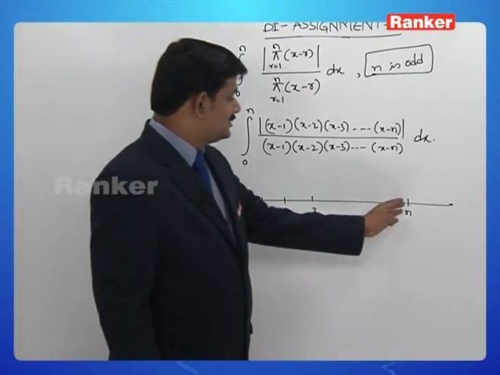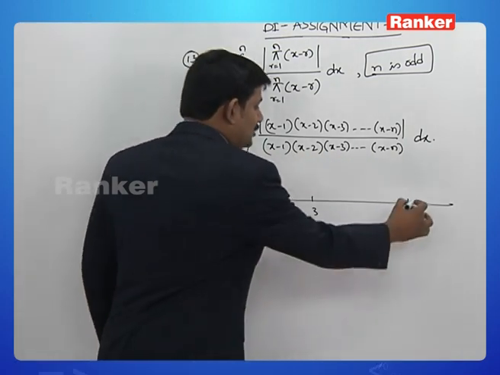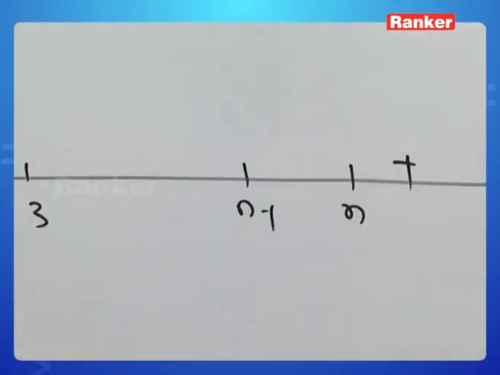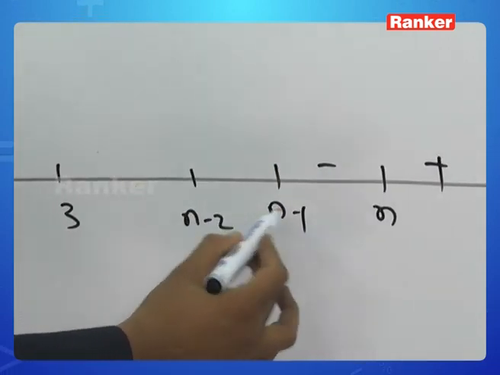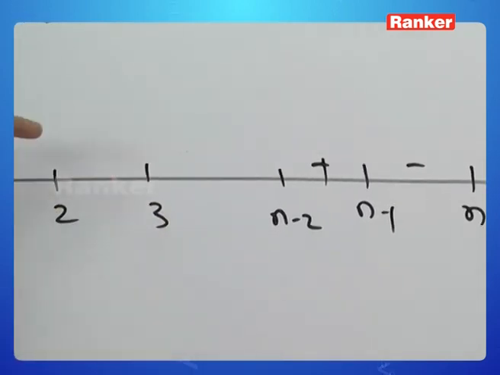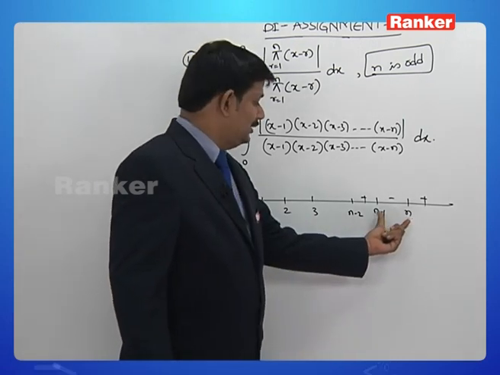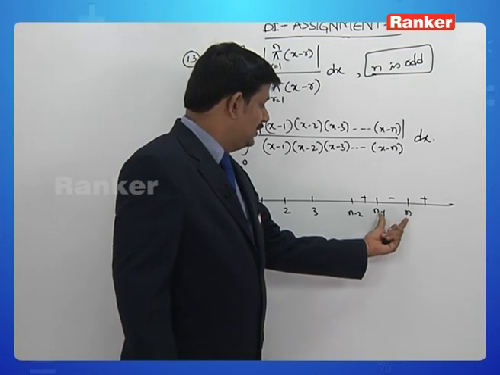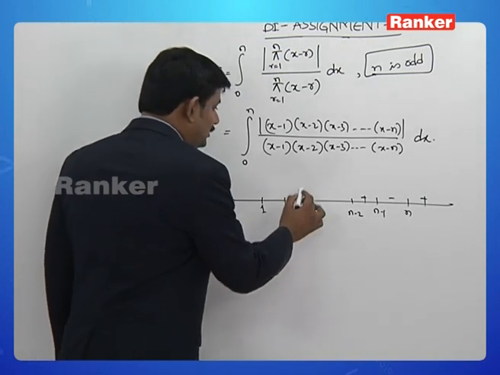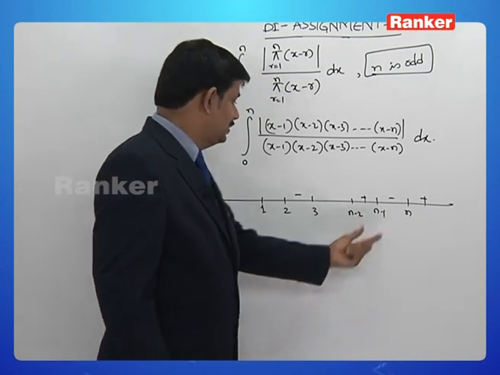Now, whenever x is greater than n, x minus 1, x minus 2 so on up to x minus n are all positive. When x lies between n minus 1 and n, it is negative. N minus 2 and n minus 1, it is positive, and its alternate plus minus signs continues. N is an odd number. Whenever x is between an even number and an odd number, it is minus sign. And whenever x is between an odd number and an even number, it is a plus sign.